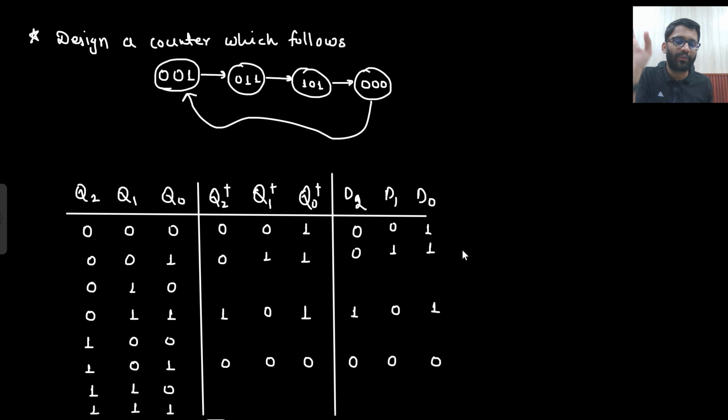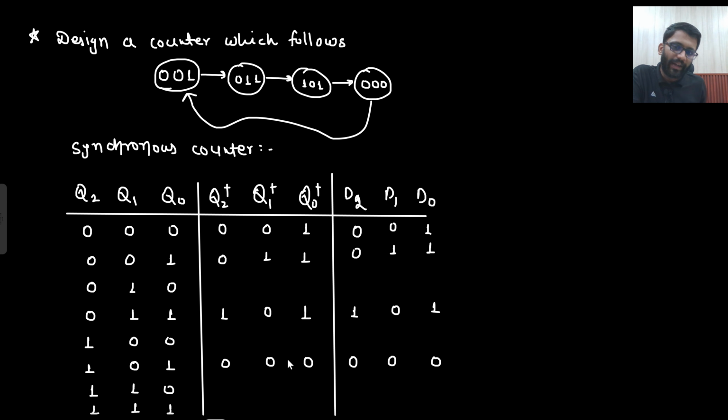So now what has your question become? You need to design a counter which follows this sequence from 0 0 1 to 0 1 1 to 1 0 1 to 0 0 0. So this is how I am gonna design. I am designing a synchronous counter. This is my synchronous counter.